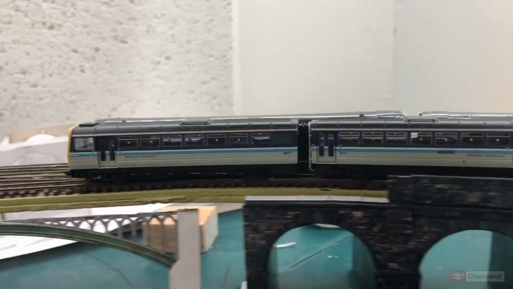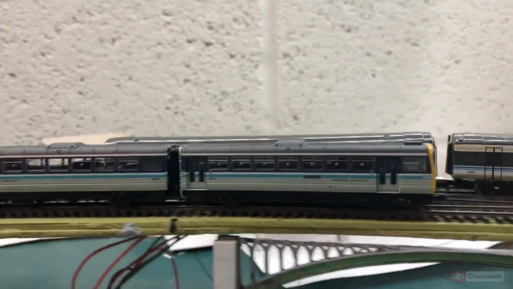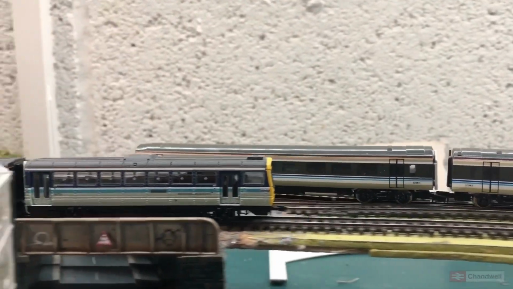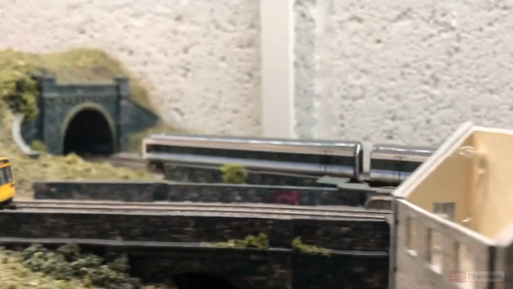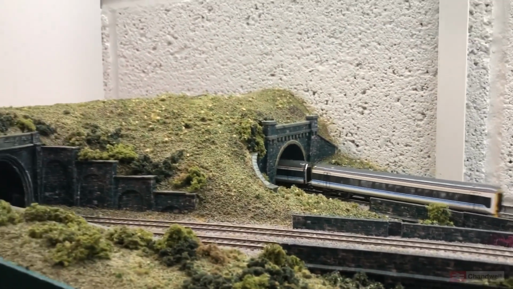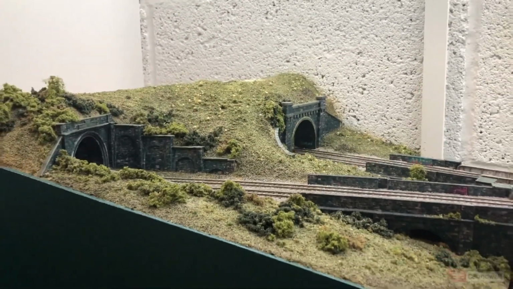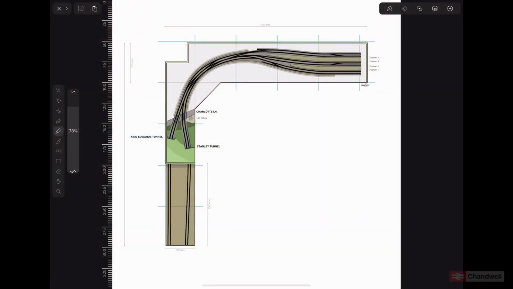As I've said before, the actual layout, so that's the combination of points and tracks, is based upon those at Bradford Interchange. So with that in mind, let's take a look at Chandwell. So this is Chandwell so far. It's built along two walls of my garage.